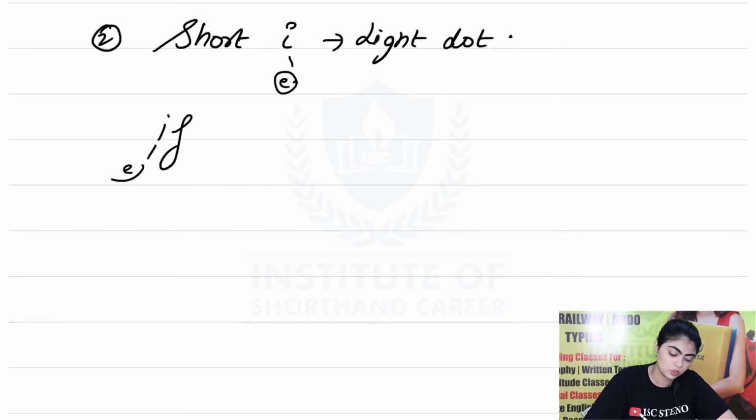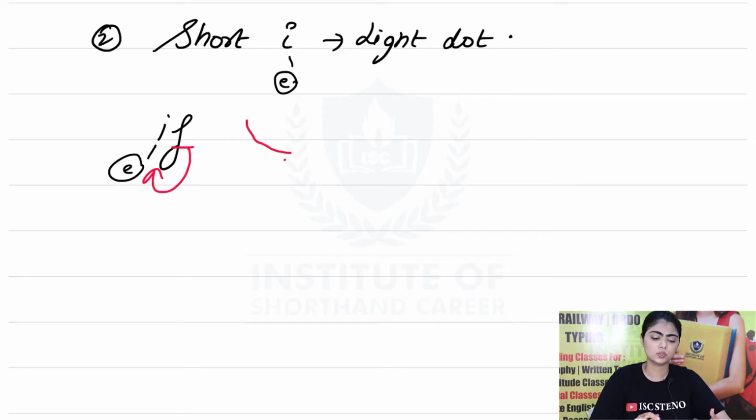If. So wherever you see the I spelling, that means it's a third place vowel, and you just have to make a light dot for it. Okay. So this is F, cutting the line, and before F, I is there. So you just have to place on the third place a light dot. This is F. It's quite similar to the above one. It's just a light dot, okay?